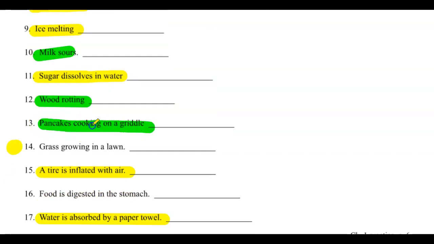Pancakes cooking on a griddle. We have a chemical change. You can see the bubbles forming when you cook your pancake. A new gas is forming. The smell changes. The color of the pancakes changes. And they taste different. The batter doesn't taste the same as a cooked pancake.